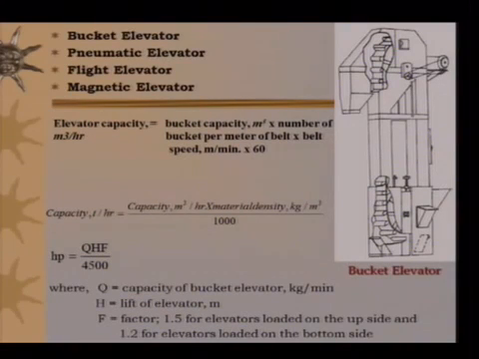Then we come to elevators. Now there are different types of elevators, that is bucket elevators, pneumatic elevators, flight elevators, and magnetic elevators. We will deal here with the bucket elevator first. What is a bucket elevator? A bucket elevator is an elevator which has a number of buckets arranged on an endless belt which is mounted on two pulleys in this particular configuration.